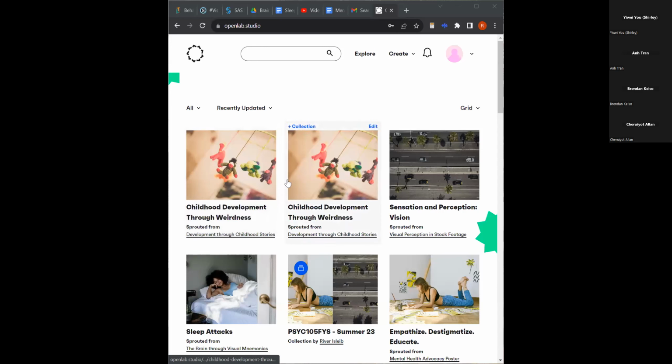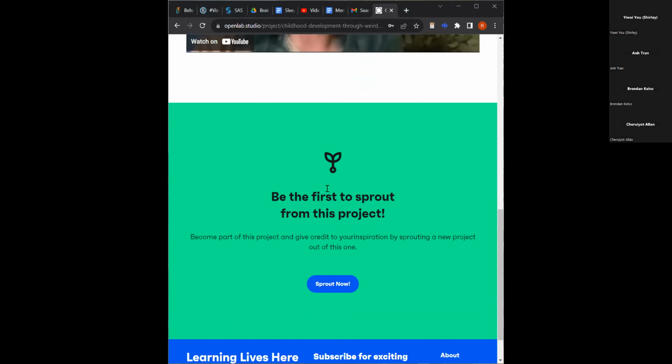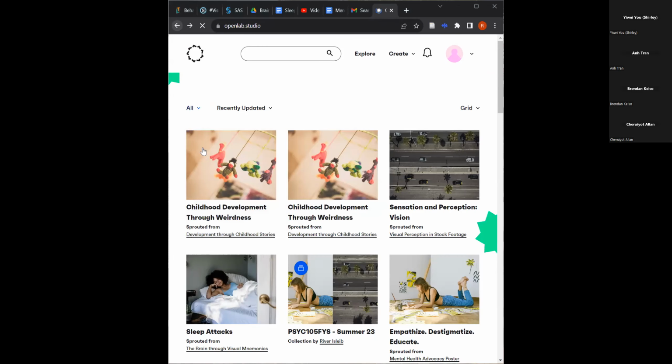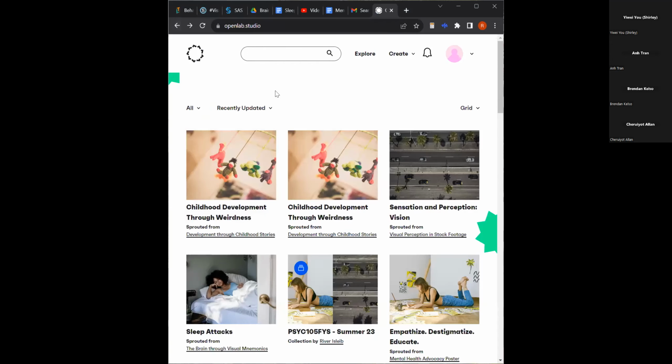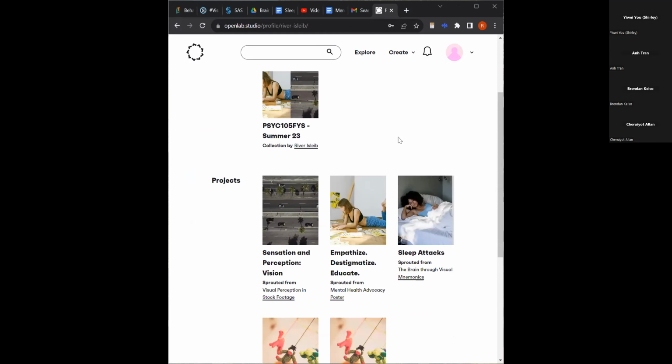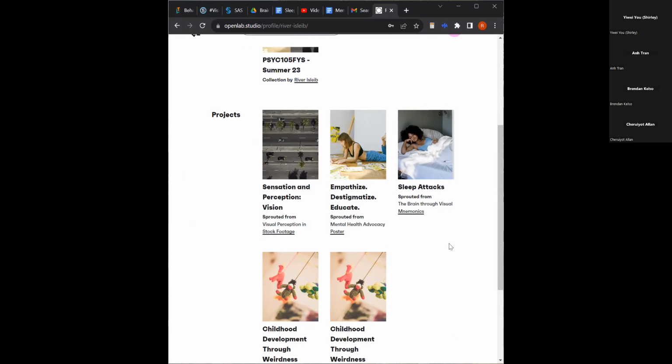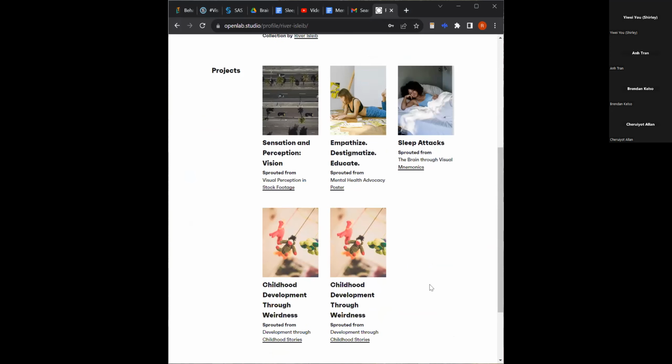So it's showing two of these childhood development projects, and one of them half works, and then the other one super doesn't. Okay, that's strange, but you did sprout it. Did you do something like pick text and then put in an image or something like that? I don't think so. Okay. I would delete those and start over fresh and make sure.